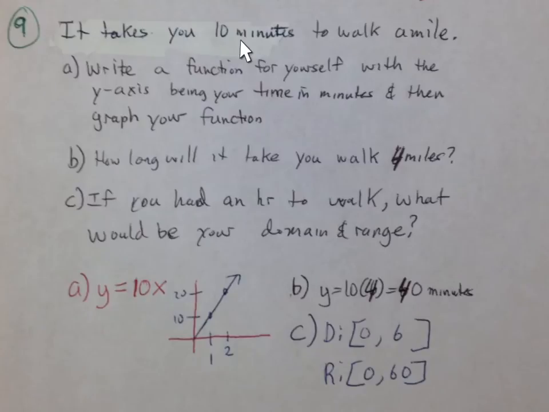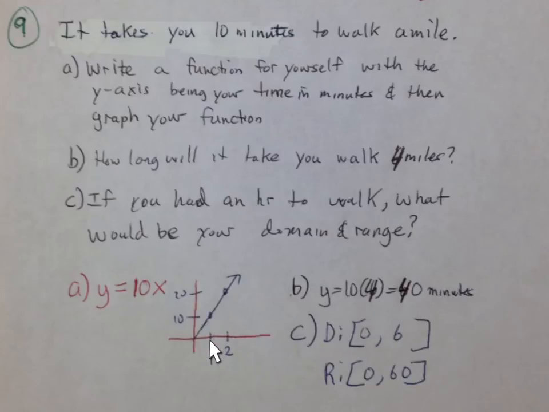It takes you 10 minutes to walk a mile. That might be what you walk. Now we want to write a function for yourself, with the y-axis being time in minutes, and then graph your function. So that's going to be the tricky part. To make the equation, let's first make the graph. All right. Remember, they said that the y value is minutes, so if this is minutes, this would be miles. So if we graph that at 0 miles, I'd go 0 minutes. But after 1 mile, that would be 10 minutes.